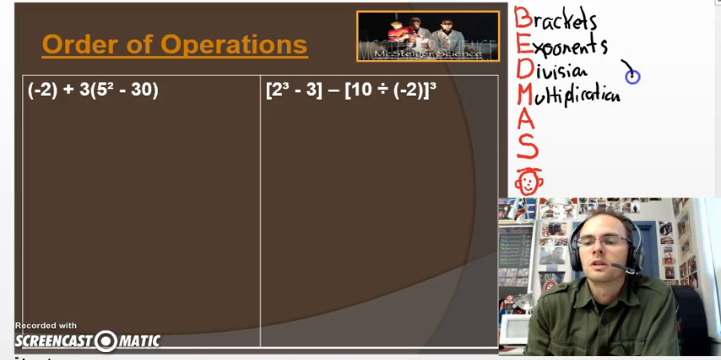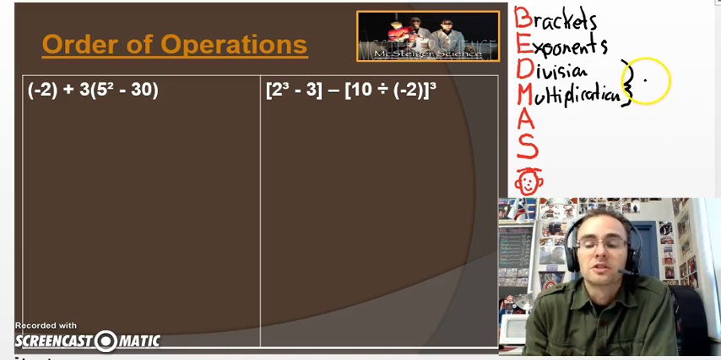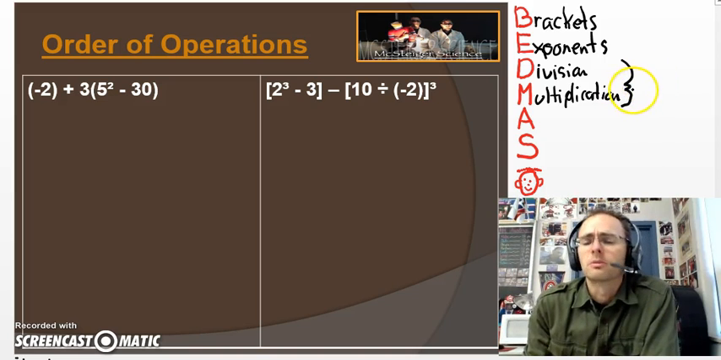Now these two here are at the same level as far as the order of operations goes. It's whatever comes first. You always start from the left side of your expression, and if it's division or multiplication, whatever comes first, you can do either or. They're at the same level.